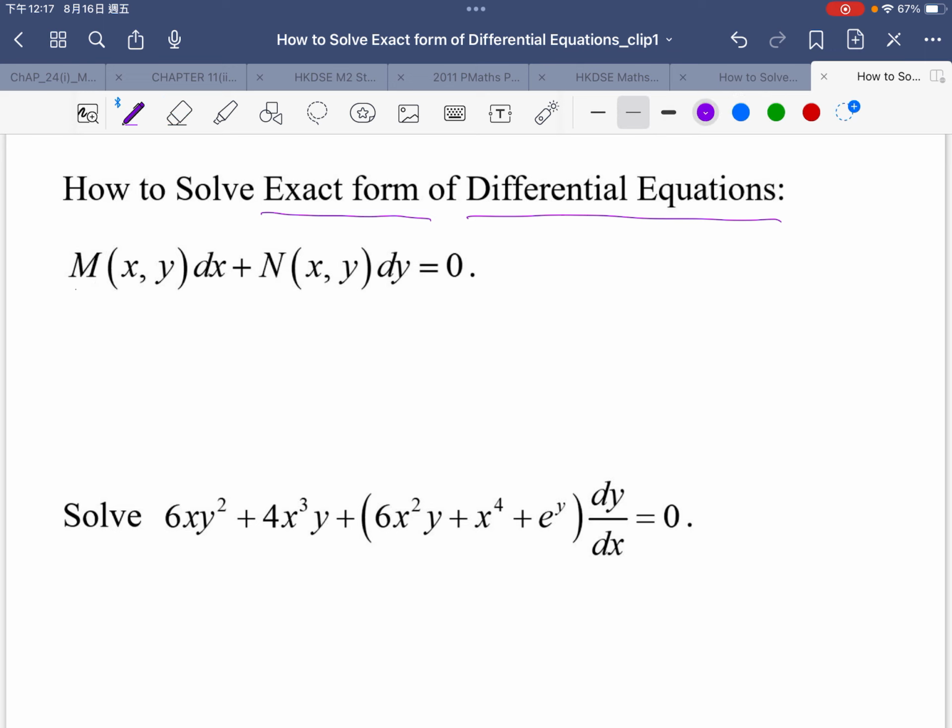Then exact form means these two parts can be transformed to d of something, for example, dW(x,y). We assume if it satisfies this relation, we call that this form is exact form. Okay. Now, if I suppose this is exact form, that means we differentiate W.